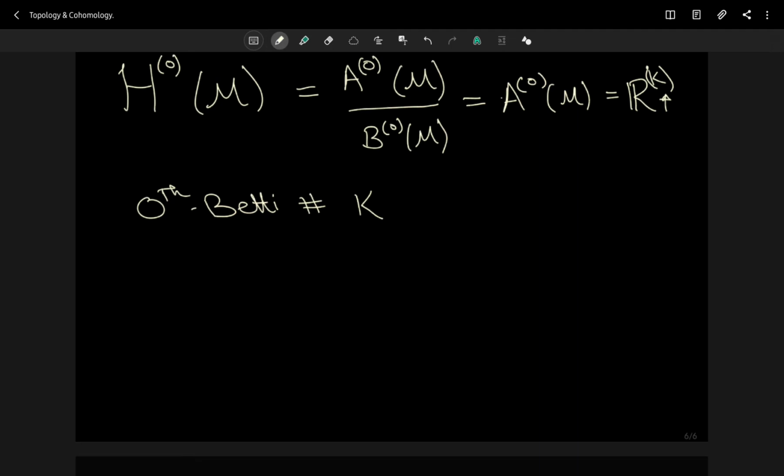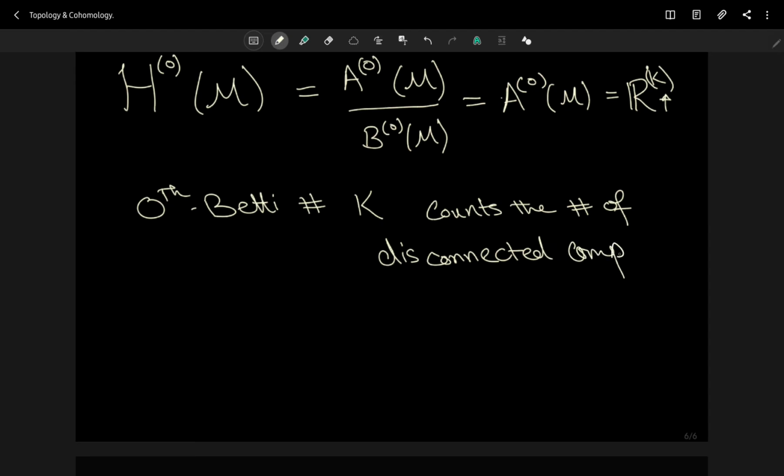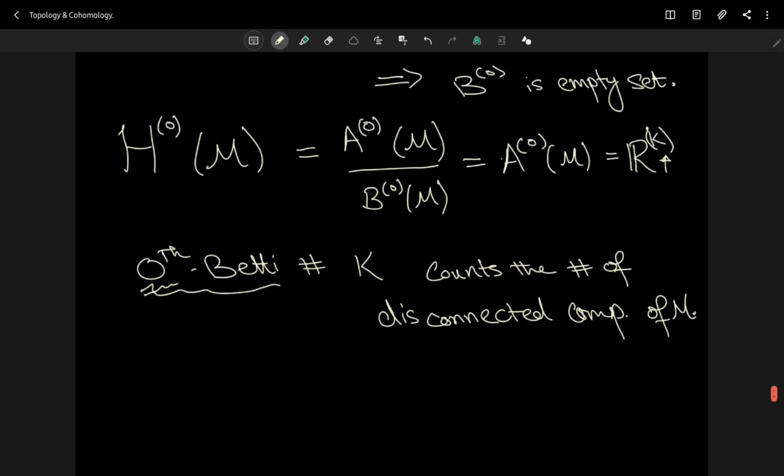So let me actually just write it. This thing counts the number of disconnected components of your space M, right? And over here, the zeroth Betti number, the zeroth is for the P, right? So we are talking about the zeroth cohomology. That's why over here we said zeroth Betti number.